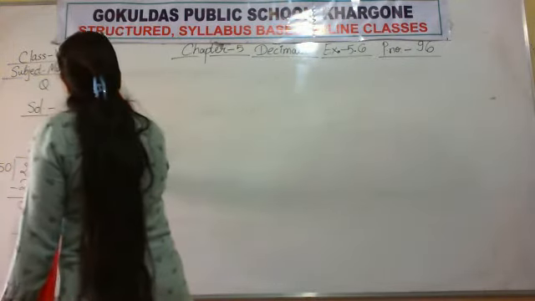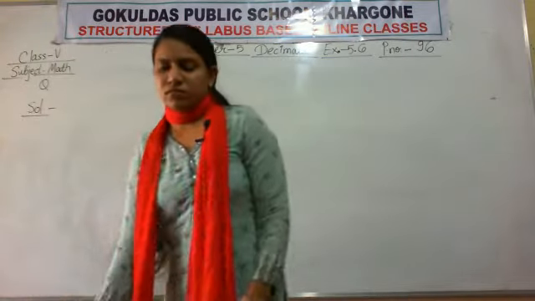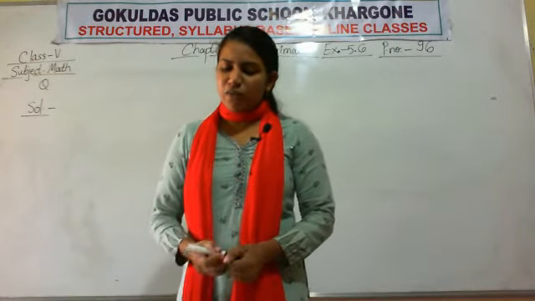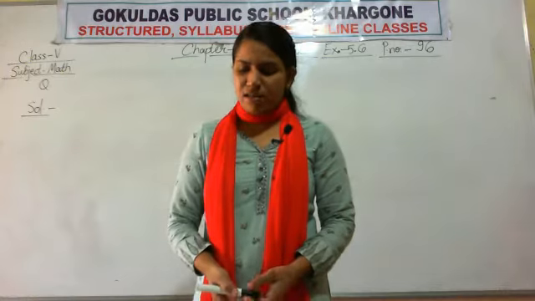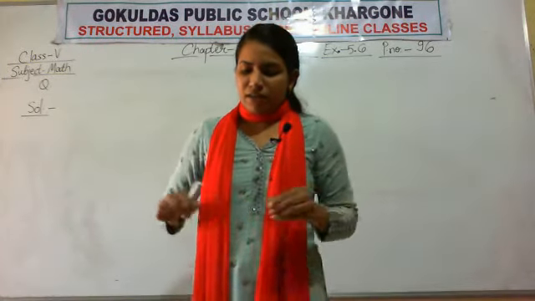Now the last question of the chapter, which is: Mr. Banerjee cuts 781.28 meter of ribbon equally into 16 pieces. What is the length of each piece?